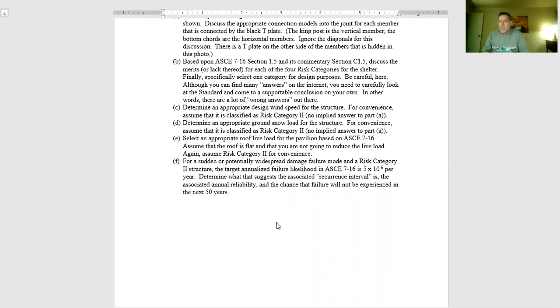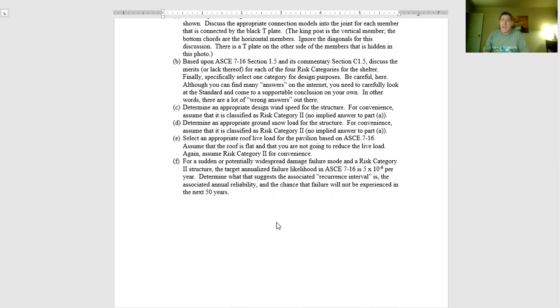All right, so part C then is determine appropriate design wind speed for this structure. We have an address. It's in sort of downtown Salt Lake City. It's really not downtown per se. It's really out by Sugar House. And so we put that into our ATC hazards map, and that will be 103 mile an hour.